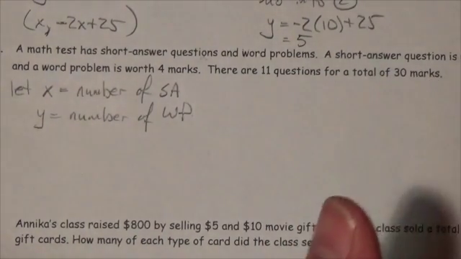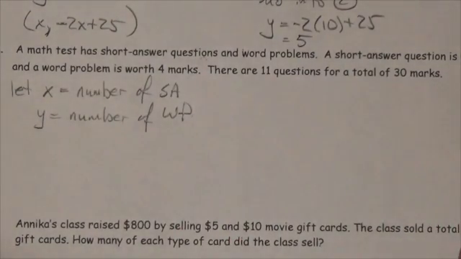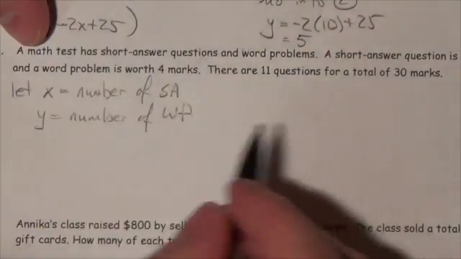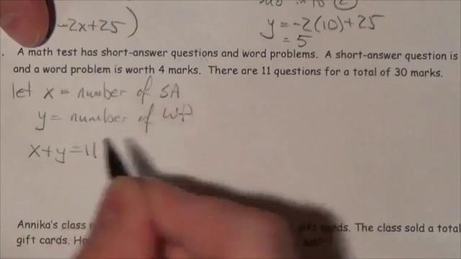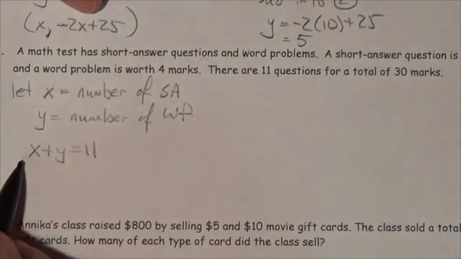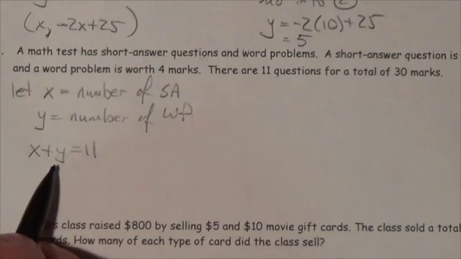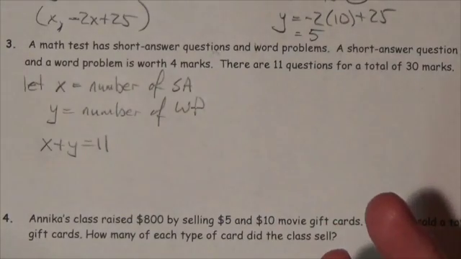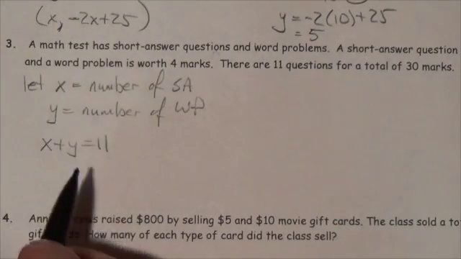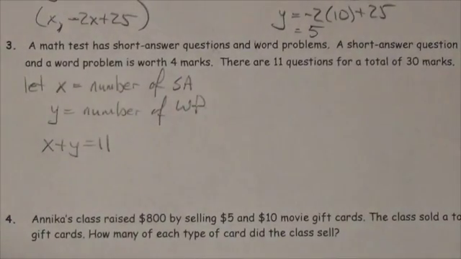What's happened here is we know that there are 11 questions. That's a total. x is the number of short answer, y is the number of word problems. That means x plus y is equal to 11. Don't get this confused. x and y are not scores. They're the number of questions. So you can't add x and y and get, for example, 30 marks, because that's not what these numbers refer to.